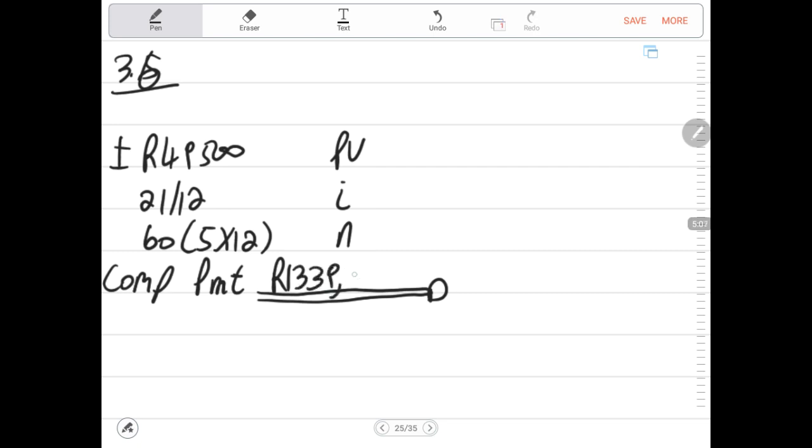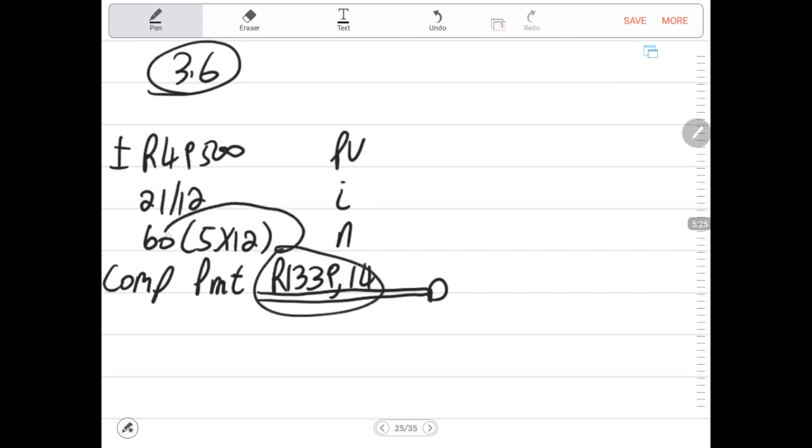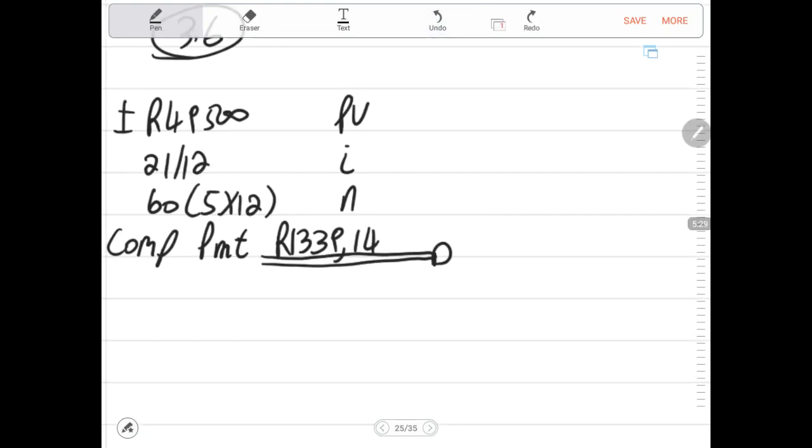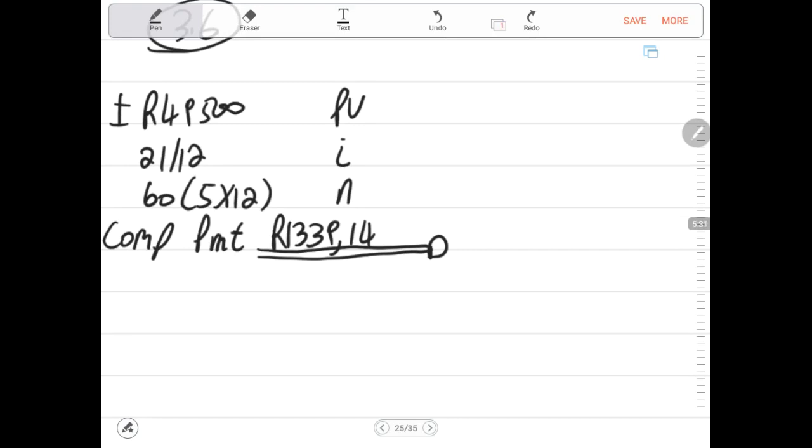1,339 rand 14 cents. So this Mr. Jones is going to make monthly payments of 1,339 rand 14 cents. For how long? For 60 months. So now we are very clear with that. Then now we need to know how much interest he is going to be charged.